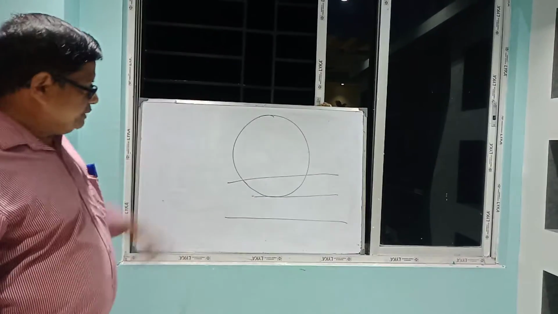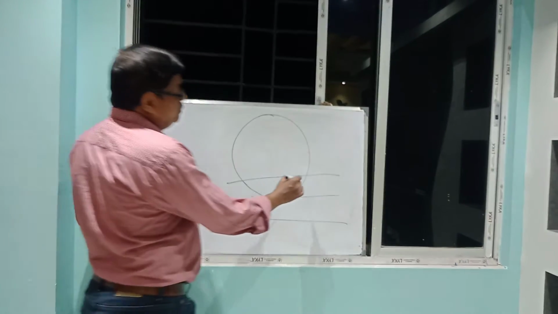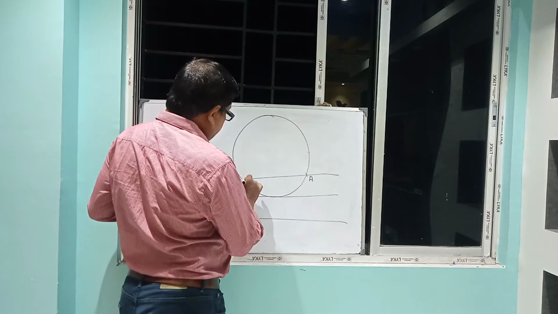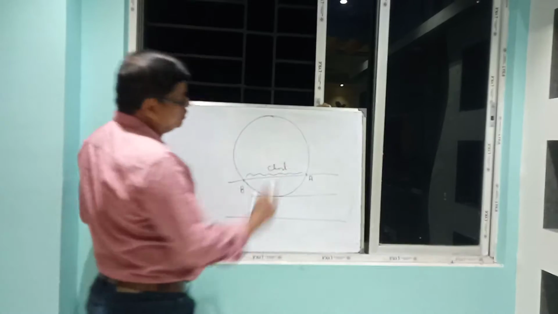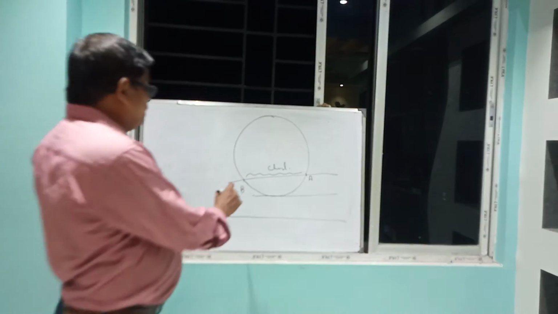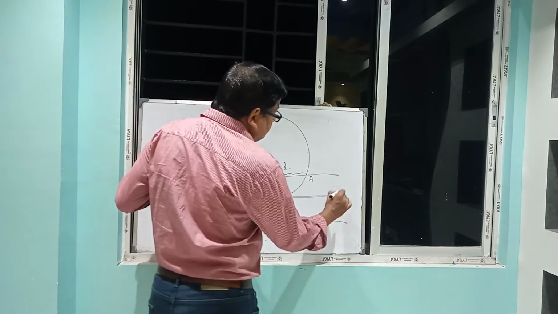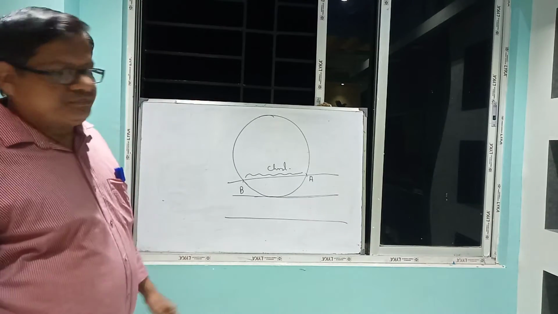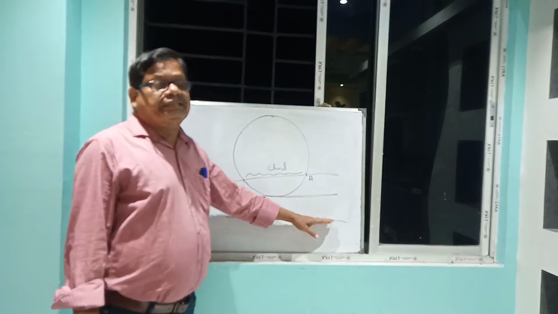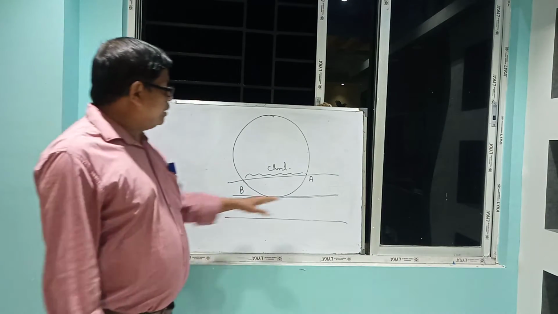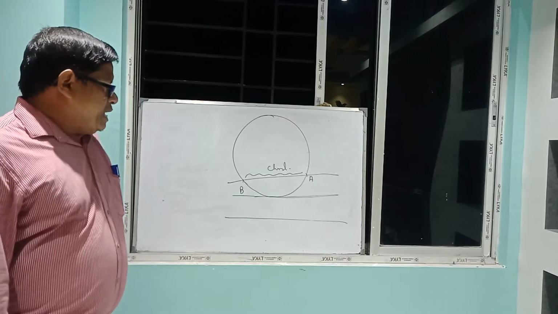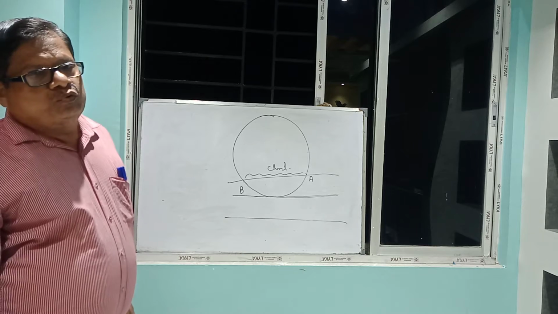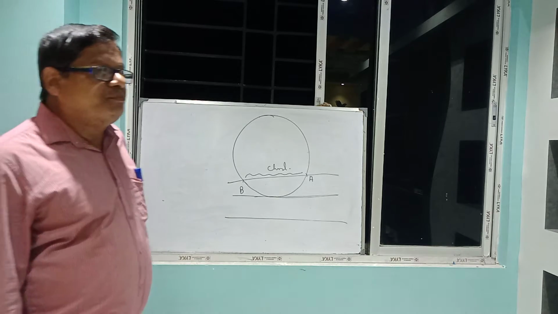When it intersects, it forms, suppose, AB. So this is the chord. When the line touches, that is the tangent. This one does not intersect the circle. Maybe it is parallel to the tangent line, maybe not. These other things are there. That you have already learned in class 10.